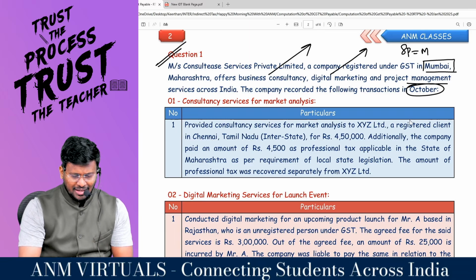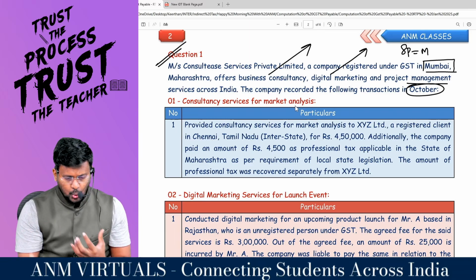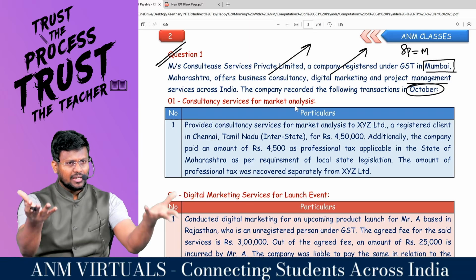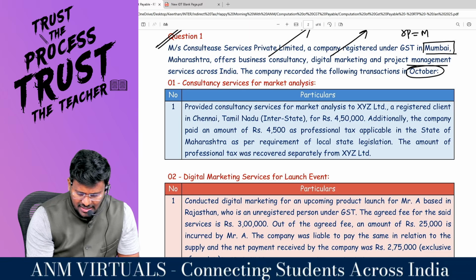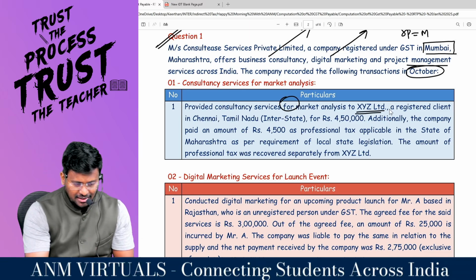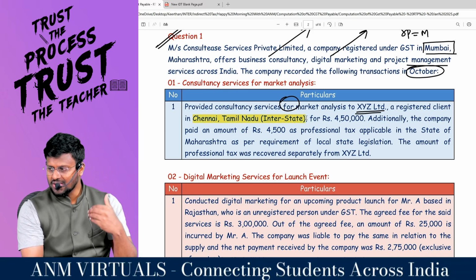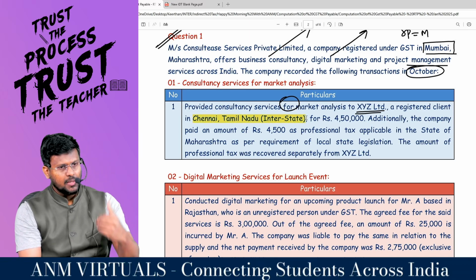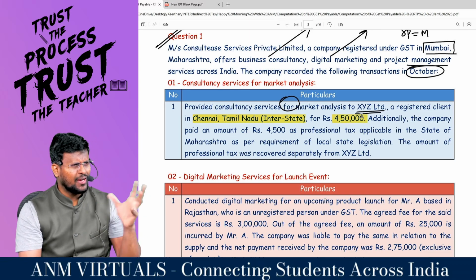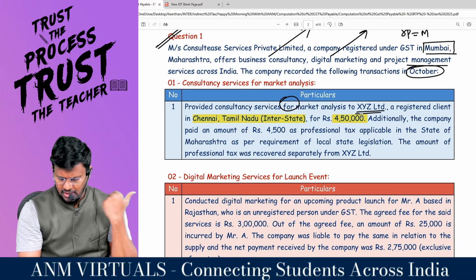Transaction number 1. Consultancy services for market analysis. They already said that they will do business consultancy. So they are doing some market analysis for the customers. Provided consultancy services for market analysis to XYZ Limited, a registered client in Chennai, Tamil Nadu. It's an interstate supply, as we all know, because the supplier is situated in Mumbai and the recipient is situated in Tamil Nadu, for 4,50,000 rupees. So basically the value of supply is 4,50,000. This is outward supply. They are supposed to collect IGST.